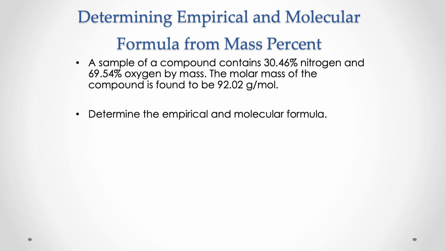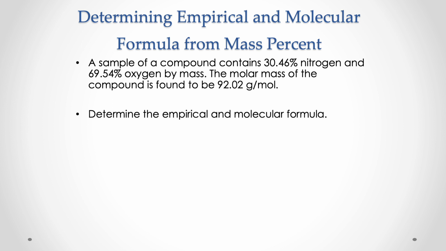Let's determine an empirical and molecular formula from mass percents. Mass percents can be determined from mass analysis using combustion experiments, while molar masses of samples can be found from mass spectral analysis. In this example, a sample of compound contains 30.46% nitrogen and 69.54% oxygen by mass.